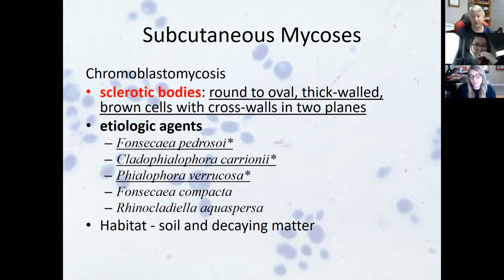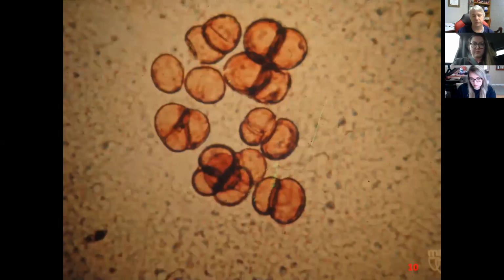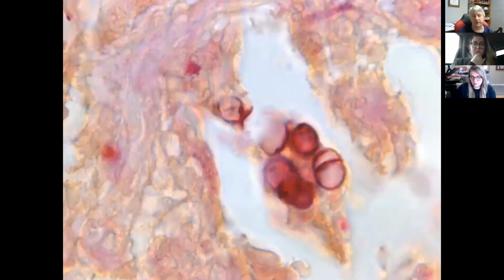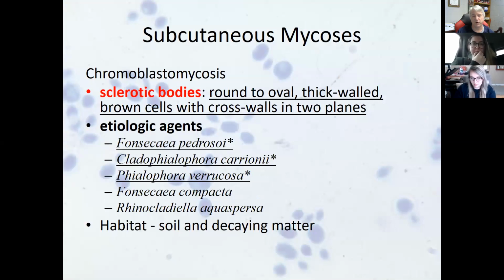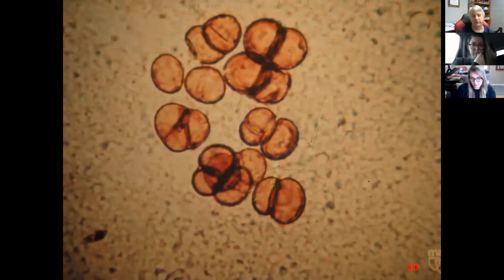Again, the habitat is soil and decaying matter, so we think about running around barefooted, or, I'm a gardener, I do lawn care, I'm out digging into flower beds every day. We could definitely see that show up today. So that's the example here of the sclerotic body, right? Description: brown cells with cross walls in two planes. So sclerotic body there.